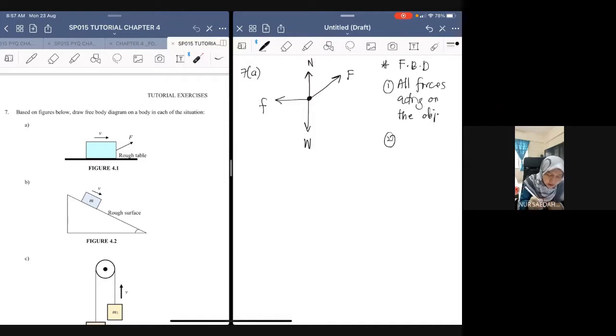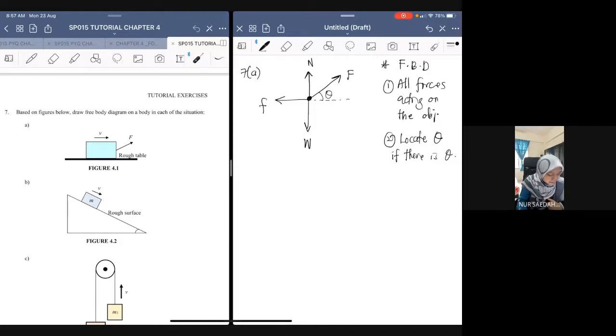Kedua, if there is angle, locate the angle. Okay, mungkin ayat madam ni tak sedap sangat. Korang boleh sedapkanlah perkataan ni. Contohnya yang ada angle adalah ni. Force kita ni dengan horizontal ni ada angle. Boleh locate angle tersebut di mana.